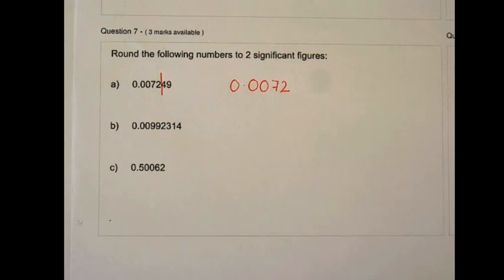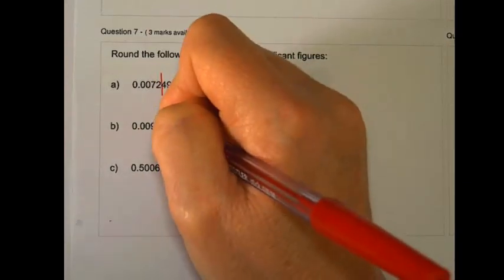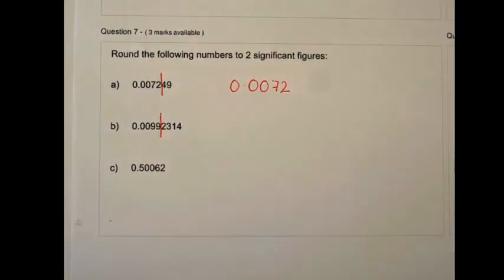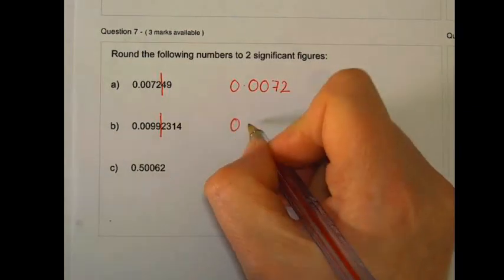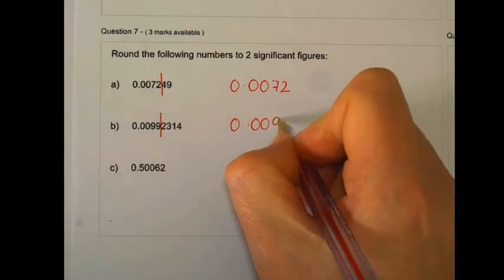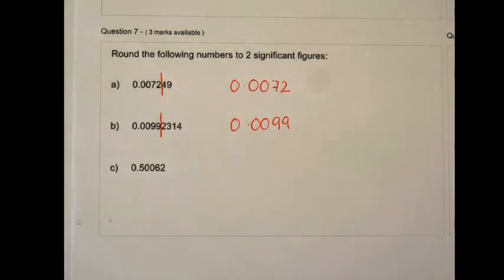Part B, got a nice long number there, 0.00992314. So I'm going to draw my line after the second significant figure, which would be there. So the first 9 is my first significant figure, the second 9 is my second significant figure. And I need to decide if that 9 is going to stay as a 9 or whether it is going to round up. As I've got a 2 here, it's going to stay as it is, so my answer is 0.0099. Again, I'm going to leave the last one there for you to have a go at on MathsWatch yourself.